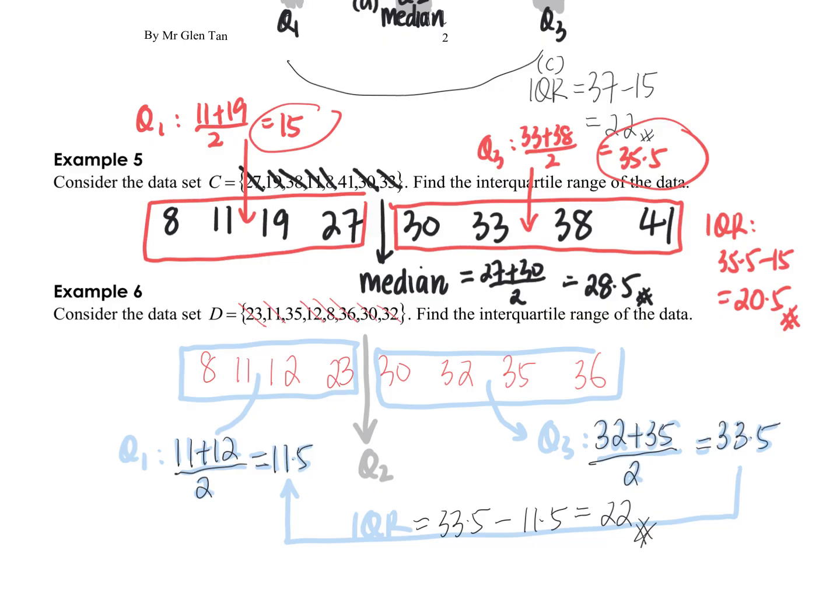Yeah. You can straight away write Q1, Q2, Q3. IQR, no need to spell out the whole thing. Oh, which one? Yeah, correct. Good. Yes.